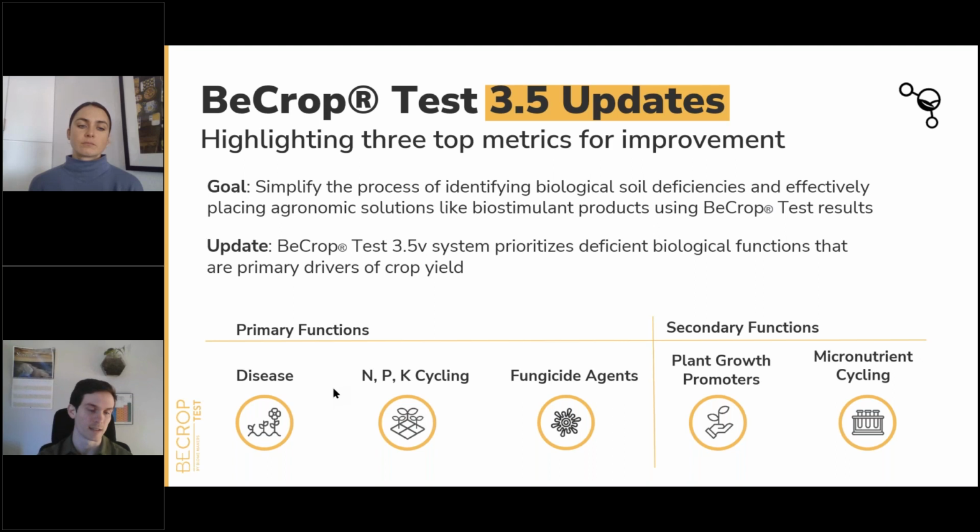A field is really going to struggle if disease is out of control in terms of prevalence. So any high risk diseases where we're seeing high quantities of that pathogen, fungal or bacterial, in the soil, that will pop out on the first page. And then of course NPK cycling is the backbone, needed in much higher quantities than your micronutrients, and then fungicide agents help ensure that diseases don't become problematic throughout the season.